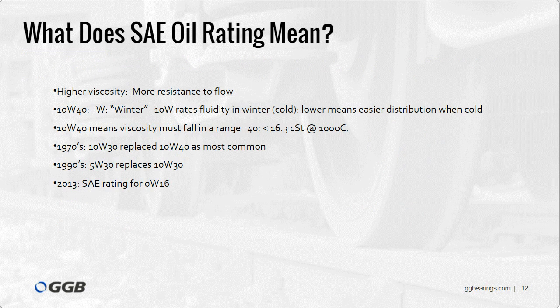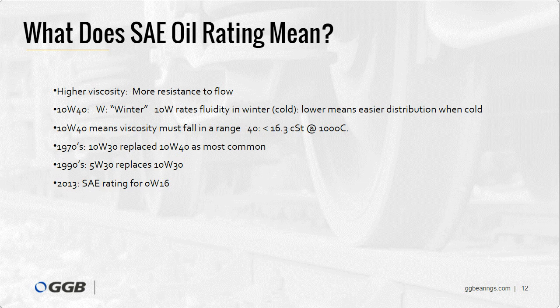And for a 10W40 oil, the W means winter. Doesn't mean weight, it means winter. So 10W weights the fluidity in winter, and lower means easier to distribute. So a 10W40 must fall in a range of 40 to 16 centipoise at 100 C.